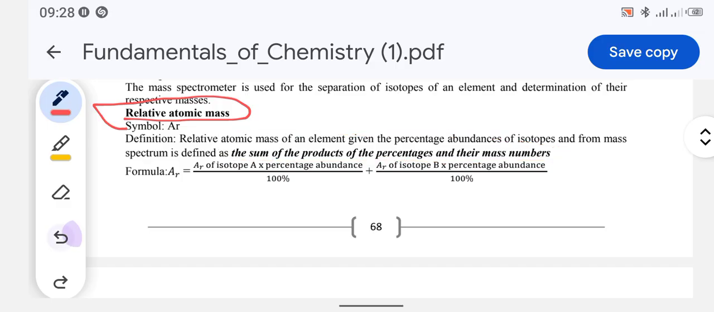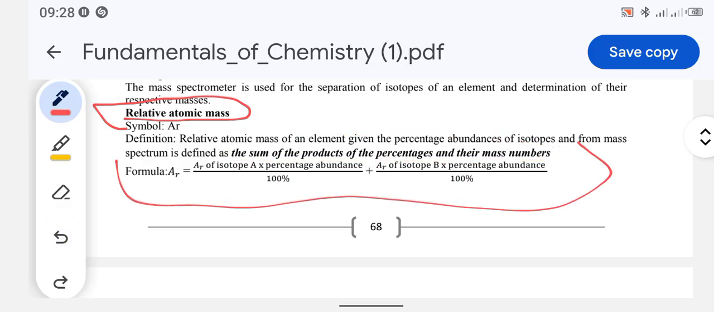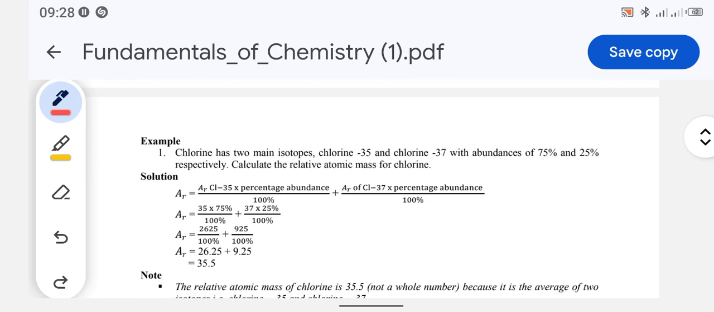So we need to know the formula as well. How do you write the formula? So this is the formula. A is equal to what? If you are given an isotope, you need to know its mass number and the percentage, which they will always give you in the question, and you need to divide by 100%. If you have more than one isotope, then you repeat the same thing, but you choose different mass numbers.